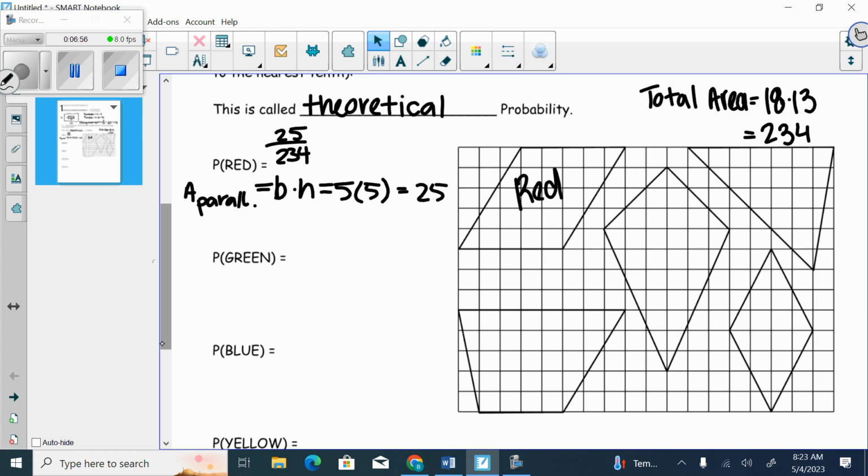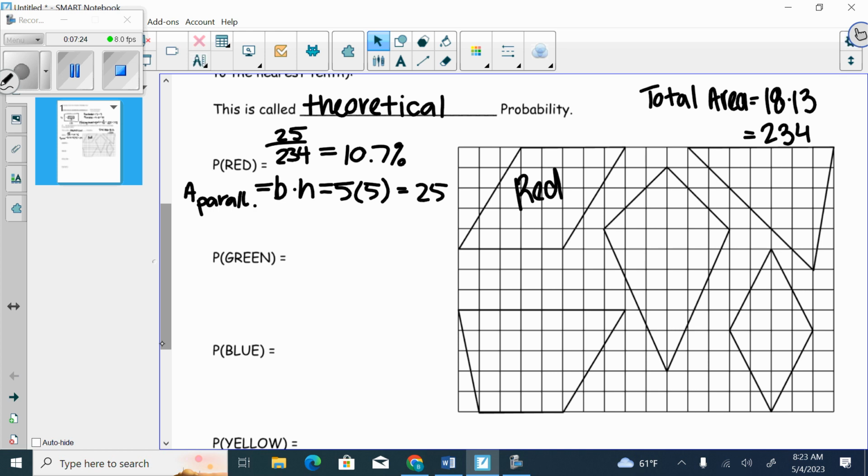All right, so it just asked this time for this given as a percentage. So I divide 25 by 234 and move my decimal 2 places. And what do we get? 10.7. There we go. All right.